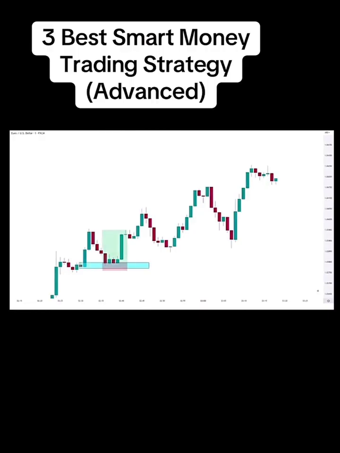So starting from the left, here, we had a winning trade. Here is a losing trade. Here is another losing trade. And finally, we had a winning trade and so on. So the key to success in this trading pattern is patience and risk management.